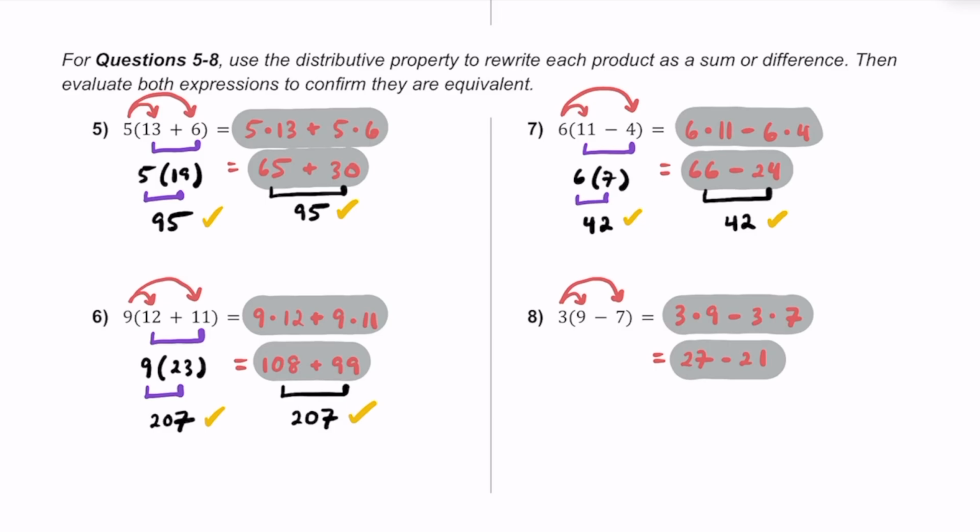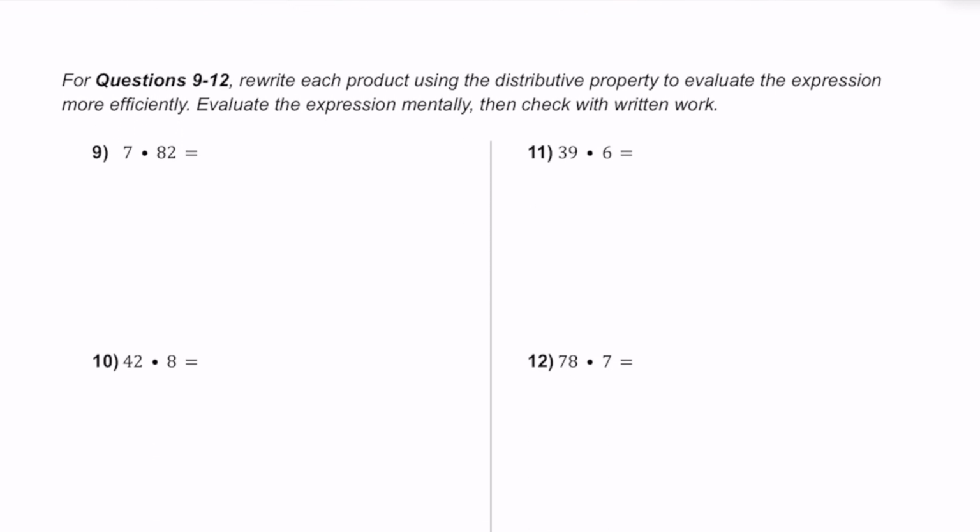Now if we go ahead and just evaluate it, then 27 minus 21 here is going to be 6. Now for the original expression, 9 minus 7, that is going to be 2. So we really have 3 multiplied by 2 here, and then 3 multiplied by 2 is just going to be 6. So it looks like this also worked out, and we have equivalent expressions here. All right, let's check out numbers 9 through 12.